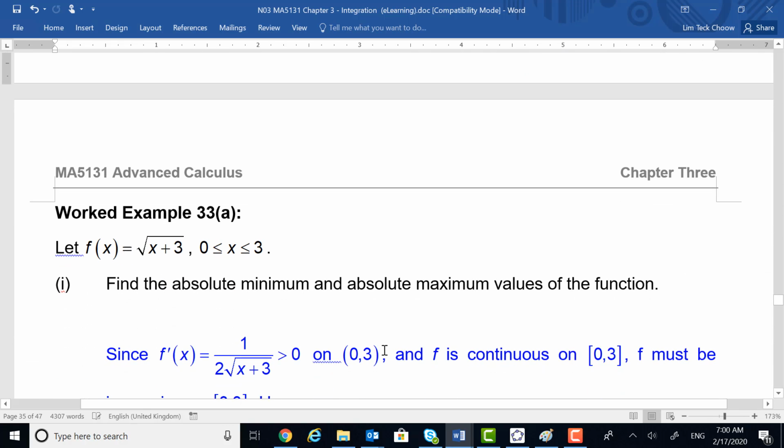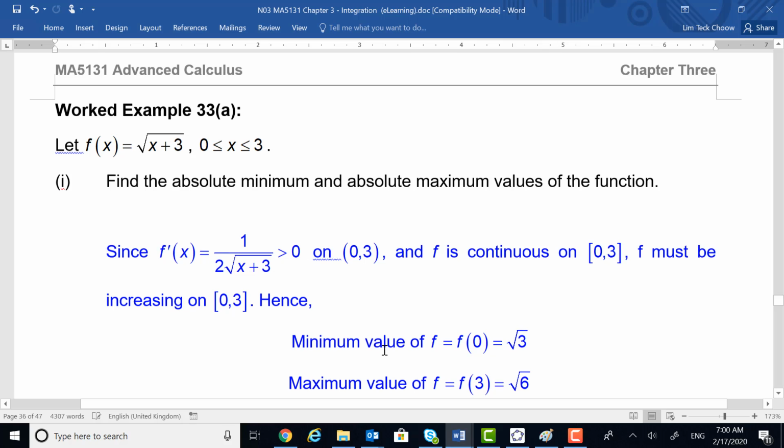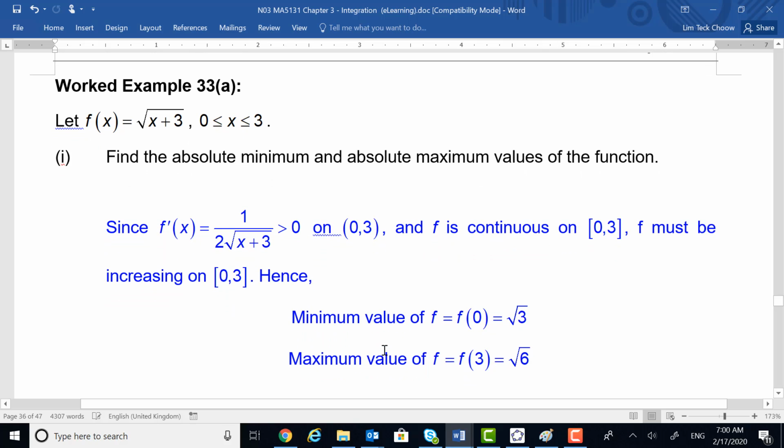Let's look at an example. Example 33a. In example 33a, you're given a function and you want to find the absolute minimum and then the absolute maximum of this function. For this particular case, once again, to find the absolute maximum or absolute minimum value of a function, you actually have to look at the so-called critical points and then the endpoints.